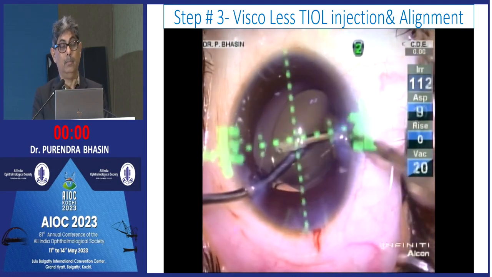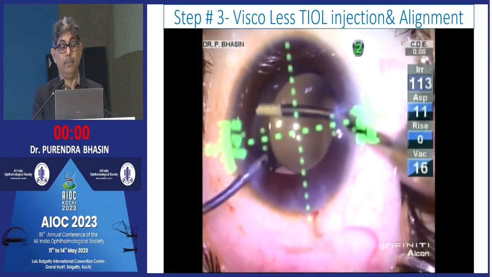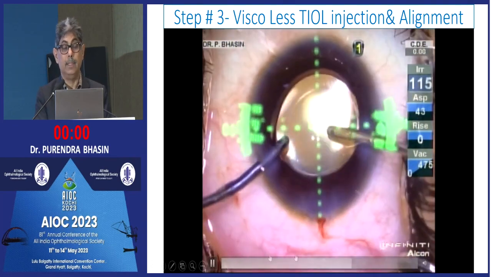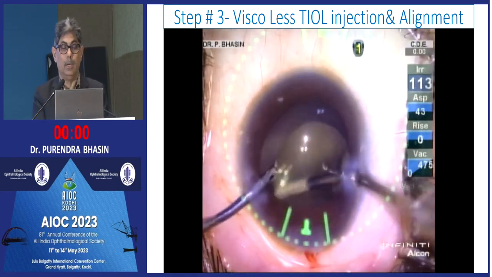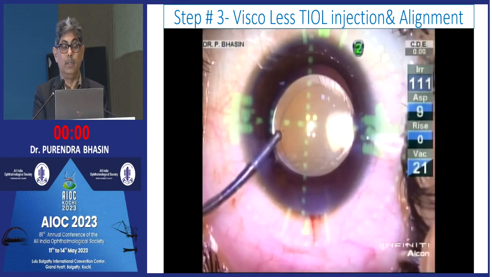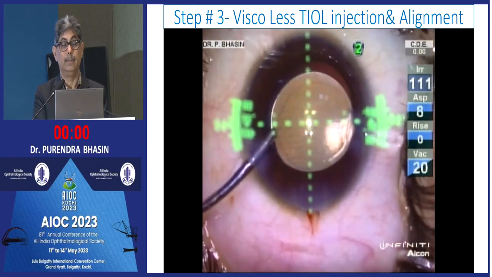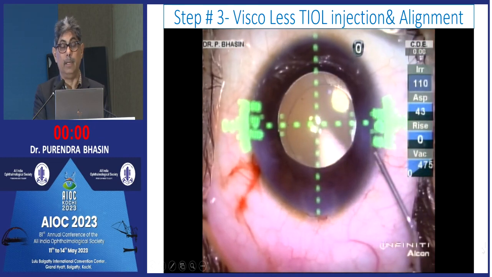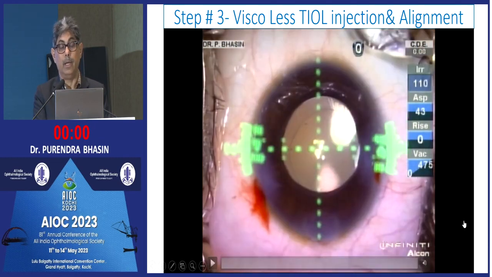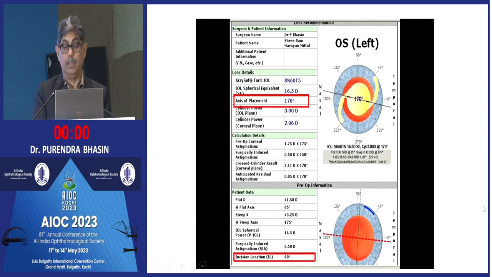Now we are aligning the lens at 95 degrees. This is the intended axis, the green one, as you can see, and our 180 degree or 0 degree was the incision location. So this is how the lens is covered all around by the capsular axis margin, and it is very well aligned at the end of the surgery. And I am doing hydration. The wound is hydrated.